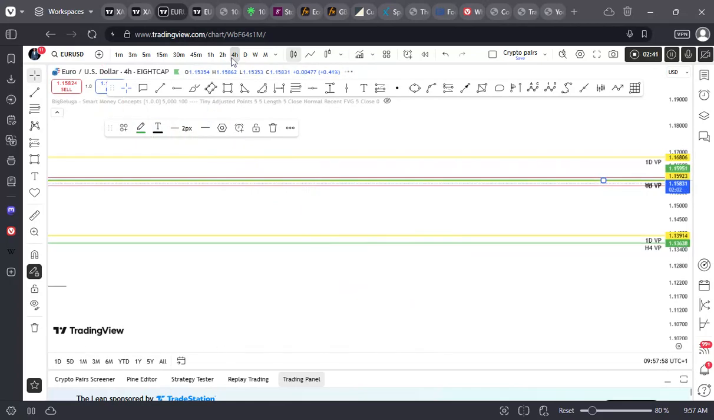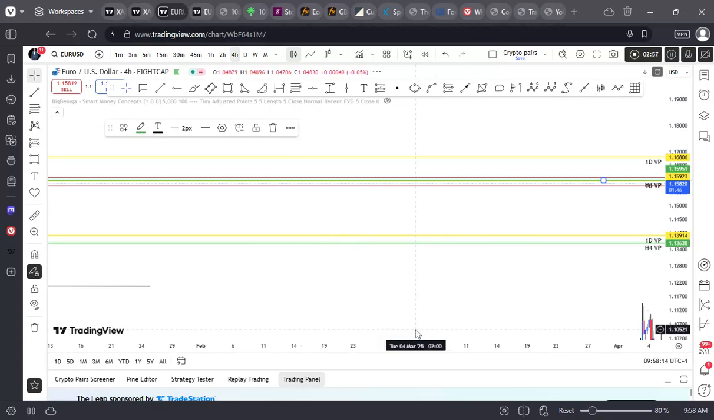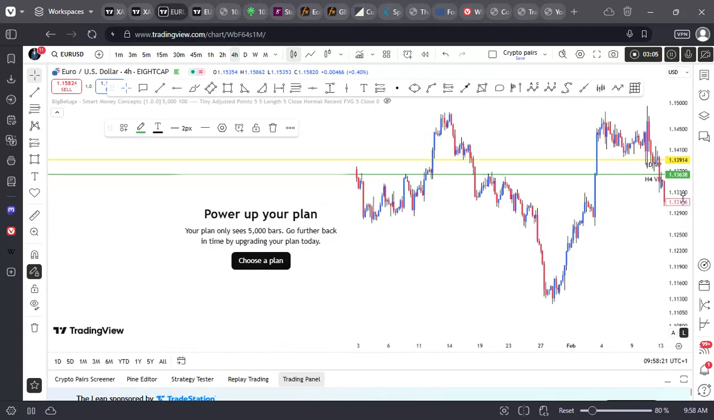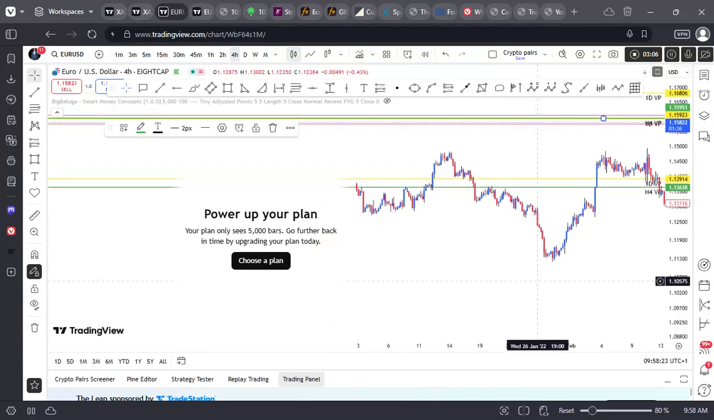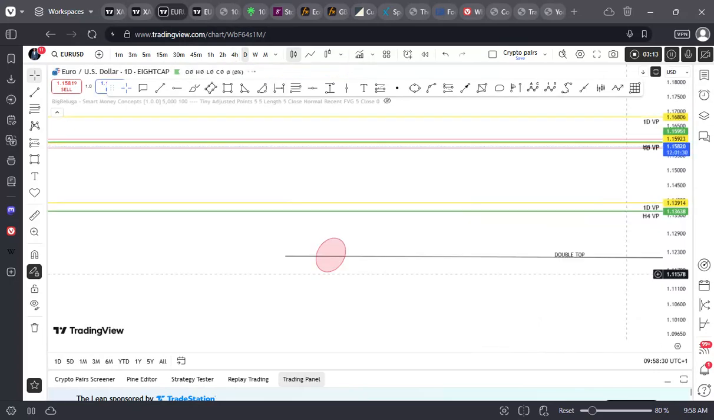So we go to the 4 hours time frame. Then we go to this date. So 9th of November 2021. Let's get to that date as quick as possible. November 9th. Then we go to that date. Okay, so that is not allowed for us on TradingView. TradingView does not permit us to go that far. Okay, so it's fine. So we'll go to the daily time frame now.